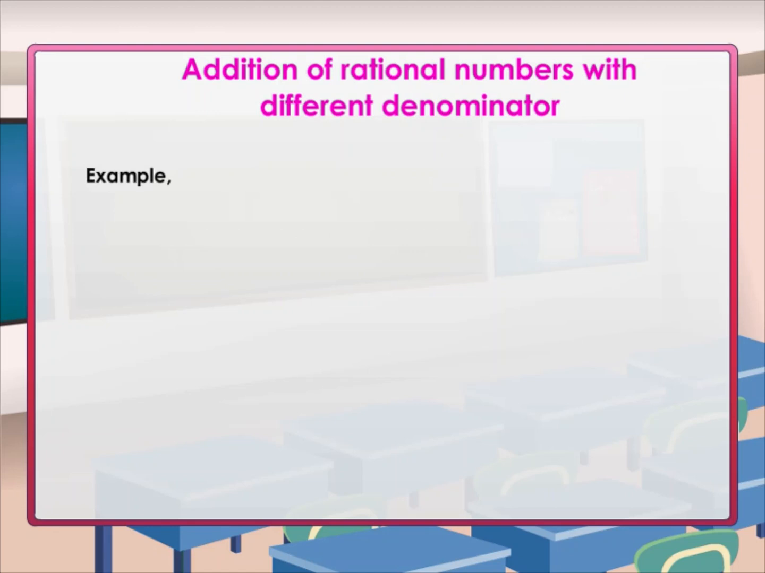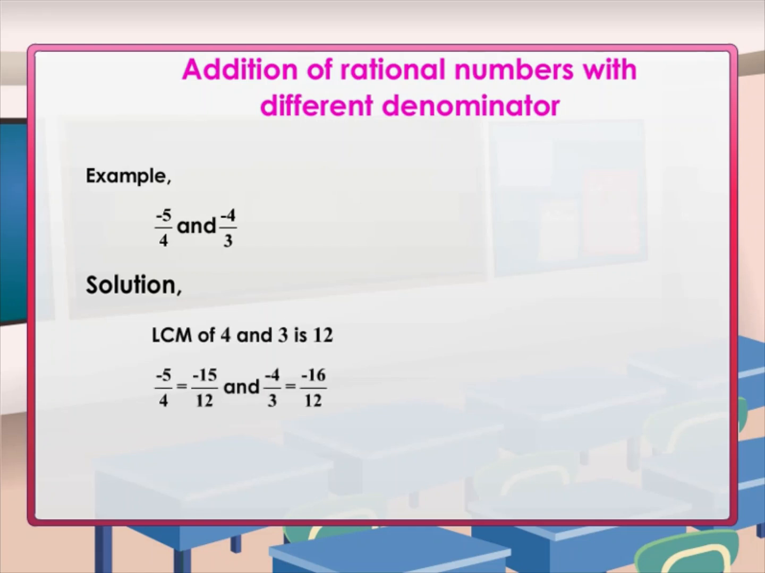Example, two rational numbers with different denominators, say minus 5 by 4 and minus 4 by 3. First find the LCM of the two denominators. LCM of 4 and 3 is 12. Next, the equivalent rational numbers of the given rational numbers are minus 15 by 12 and minus 16 by 12. Now add these two equivalent rational numbers. We get minus 31 by 12.